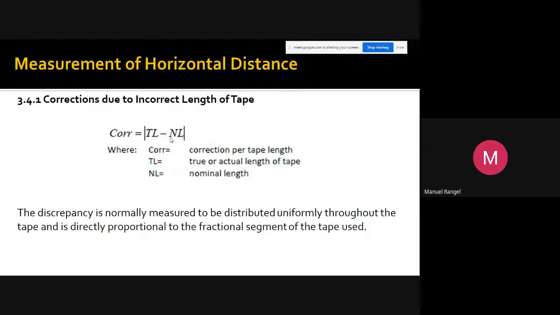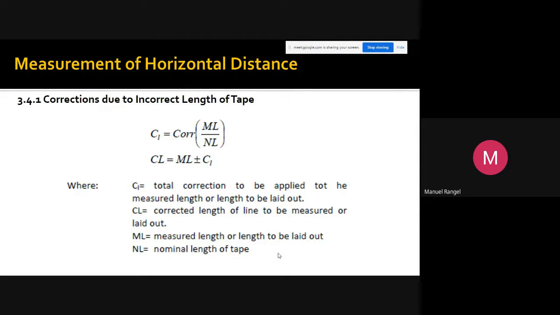The actual length of tape minus the nominal length. The discrepancy is normally assumed to be distributed uniformly throughout the tape and is directly proportional to the fractional segment of the tape used. For the total correction, denoted as CL, it is equal to the correction multiplied by the measured length divided by the nominal length of the tape.